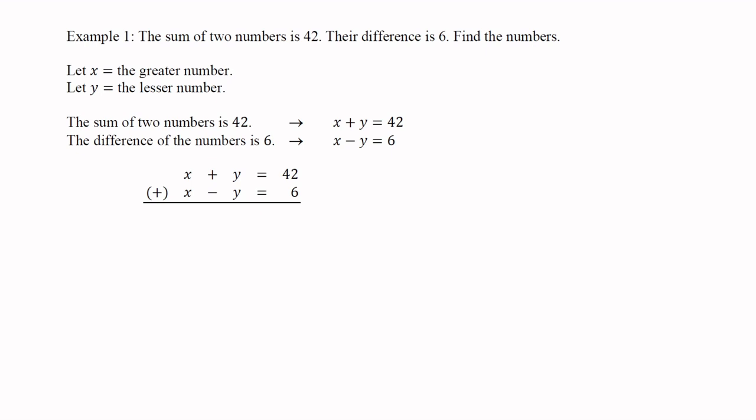To cancel our y's, we get x plus x, which is 2x, 42 plus 6, which is 48. Divide each side by 2, and we get x equals 24. So one of our 2 numbers is 24. Now take that 24, plug it into one of the 2 equations. I'll plug it into the first one. 24 plus y equals 42. Subtract 24 from each side, you get y equals 18. And so the 2 numbers are 24 and 18.